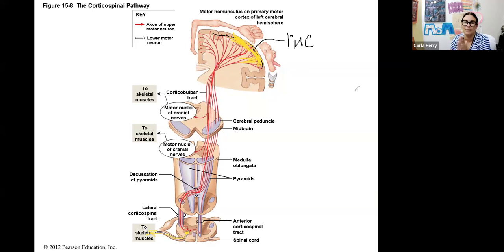So again, primary motor cortex is involved in motor pathways. The neuron that starts off the pathway is called the upper motor neuron. Upper motor neuron synapses on lower motor neuron. Lower motor neuron exits the cord and goes out and innervates or delivers the electrical signal to muscle fibers, which are skeletal muscle cells.